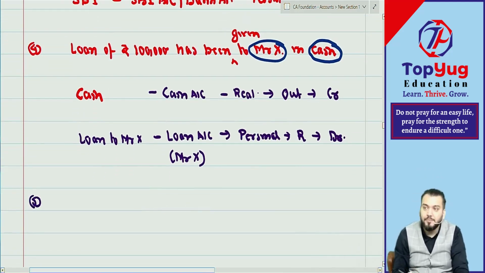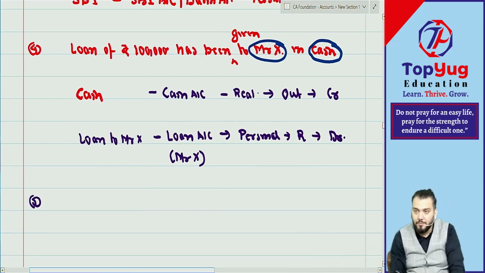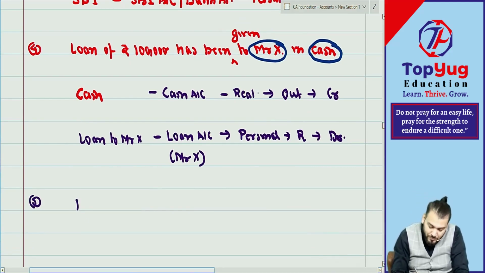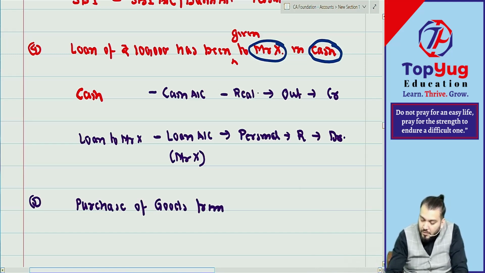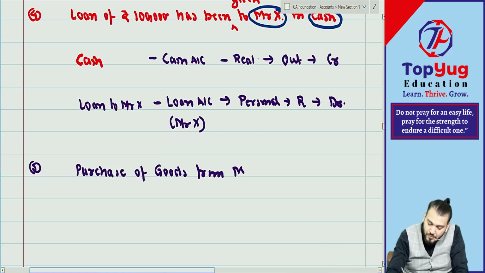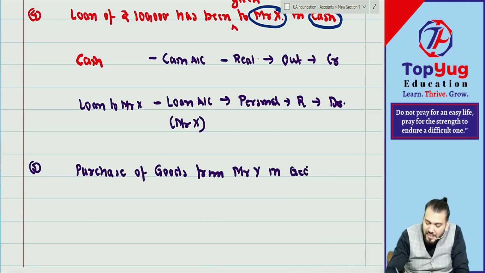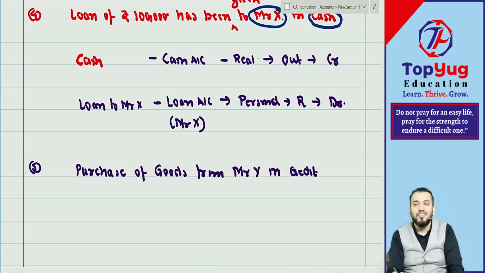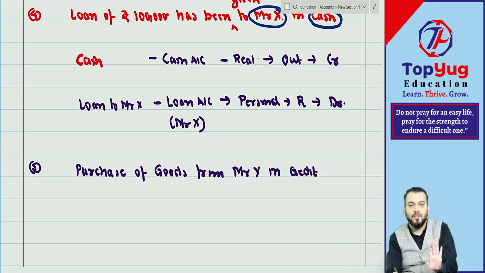Point number 5. The purchase of goods from Mr. Y in credit. In credit means what? Amount is not yet paid.